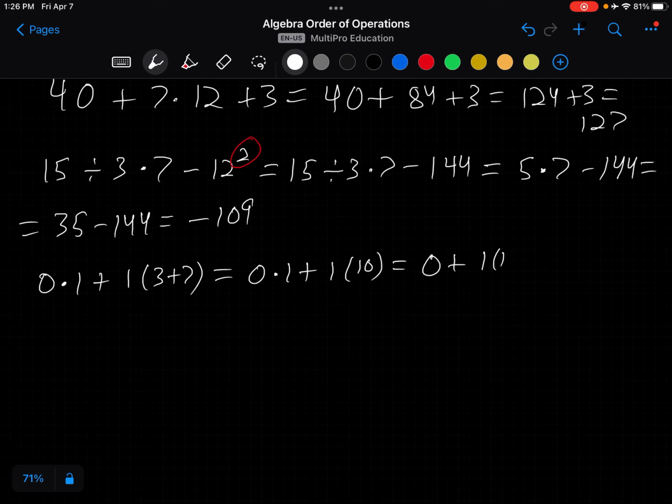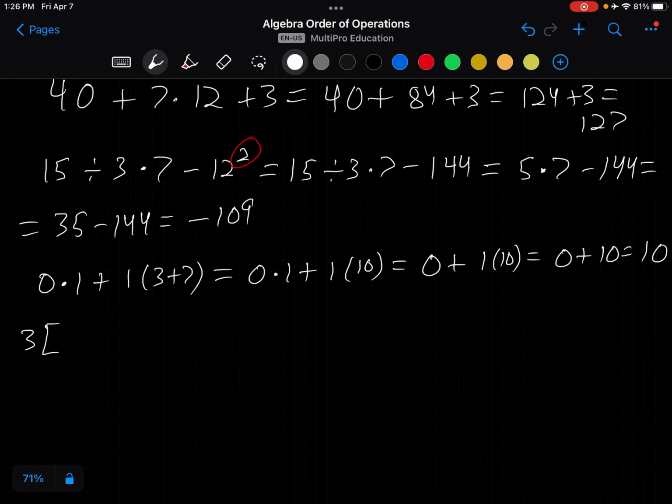So we got 0 plus 1 times 10. All right. Do we have any other multiplication? Yes. Let's go ahead and carry that out. 0 plus 10. And last is addition, 10. So that's your answer, 10. Great job. All right. Let's do another example here.